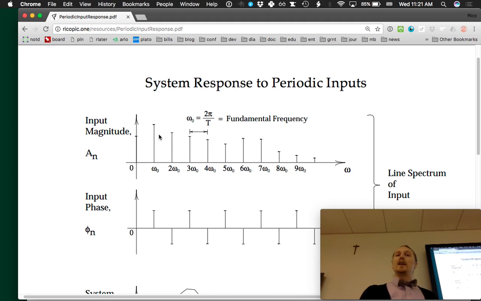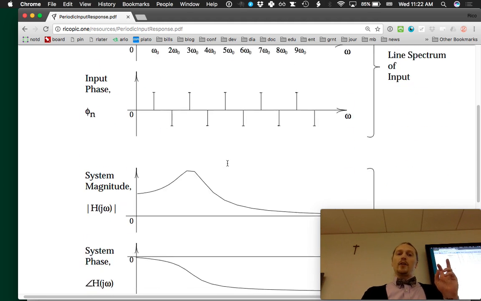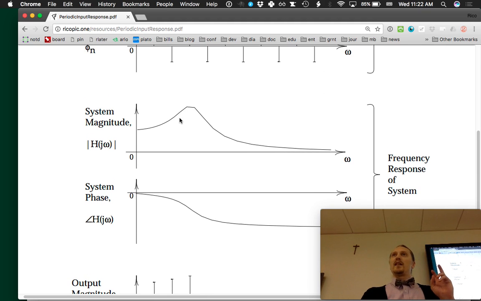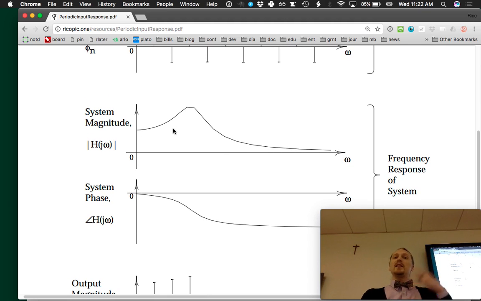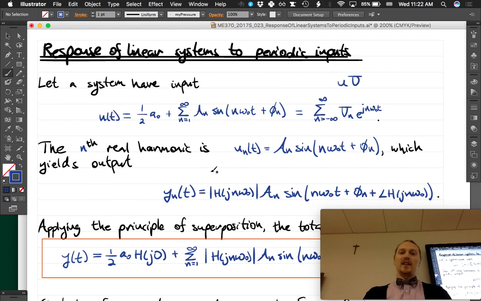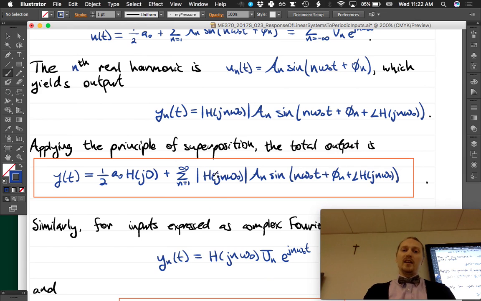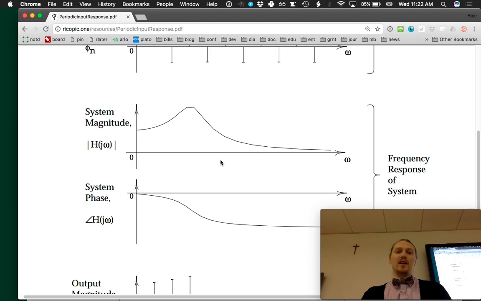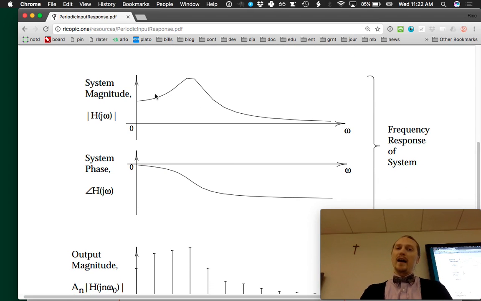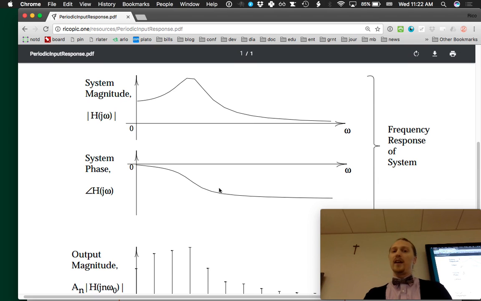And then what we're doing is we're filtering it. We're filtering this signal through the system. So it gets applied to the system, and the system has an effect on it, right? The effect is that it scales the input amplitudes by the magnitude, and it adds to the input phase the phase of the frequency response function. So that's what we've got represented here, the magnitude of the frequency response function and the phase.